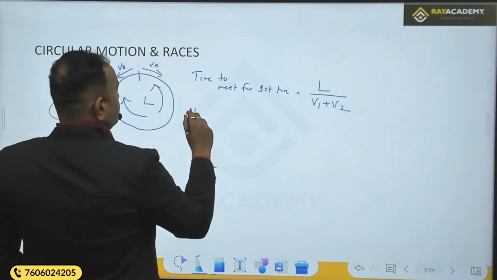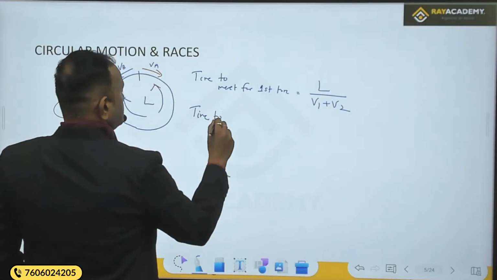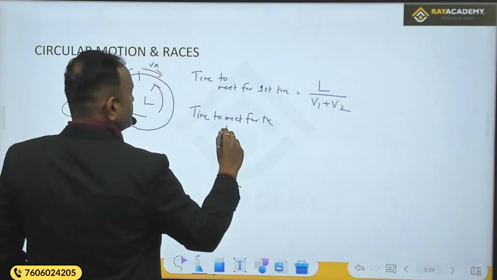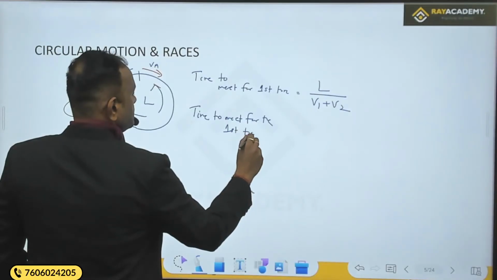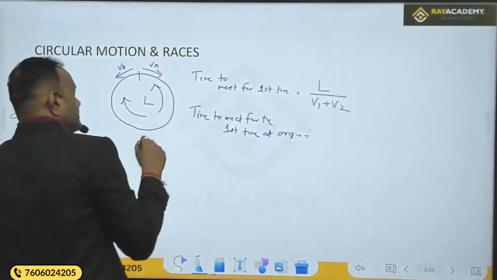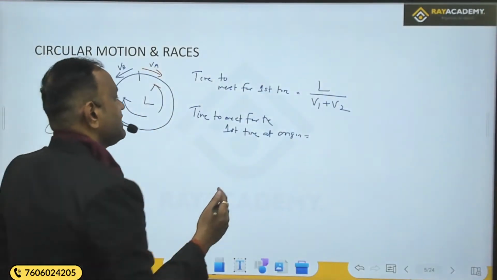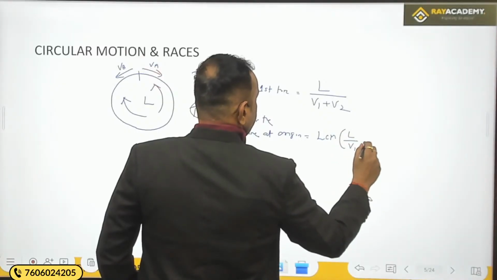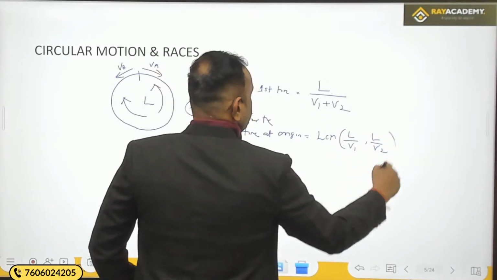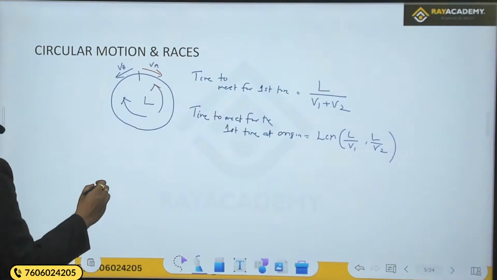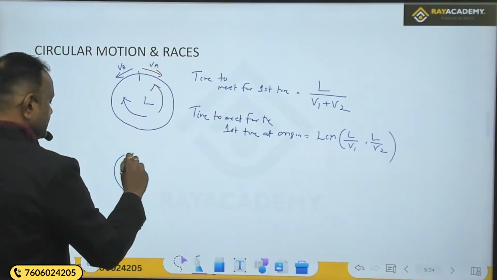And another thing you should know: the time to meet for the first time at the origin. That means when they first meet at the starting point, that is the LCM of L by V1 and L by V2. So this is for two persons traveling in opposite directions. What will happen if two persons are traveling in the same direction?